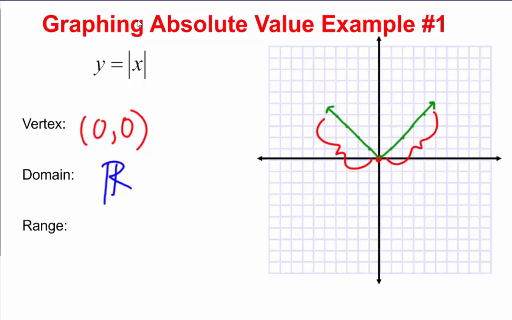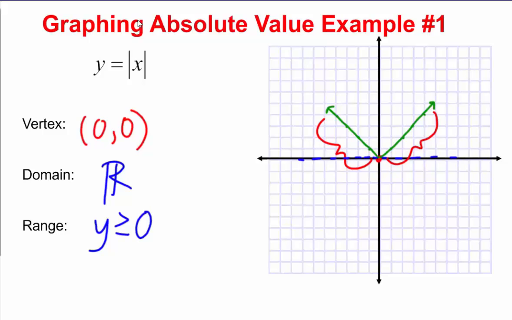So for the range, I'm going to look at my lowest point on my y-axis, which right now, it's at y equals 0, because that is where my vertex lies. So all of my y values are above y equals 0. So I know that my range is going to be y is greater than or equal to 0.